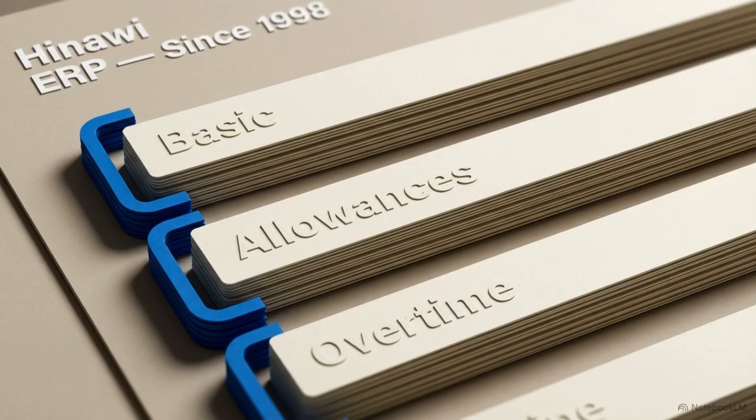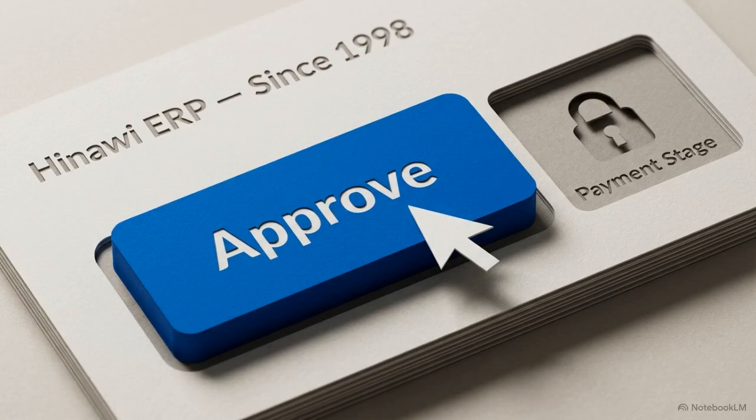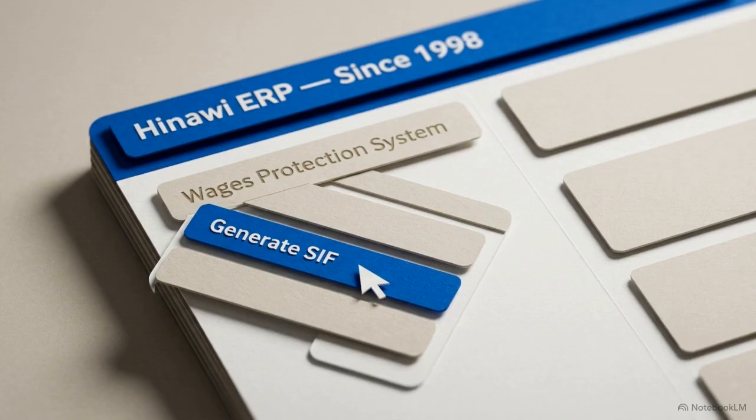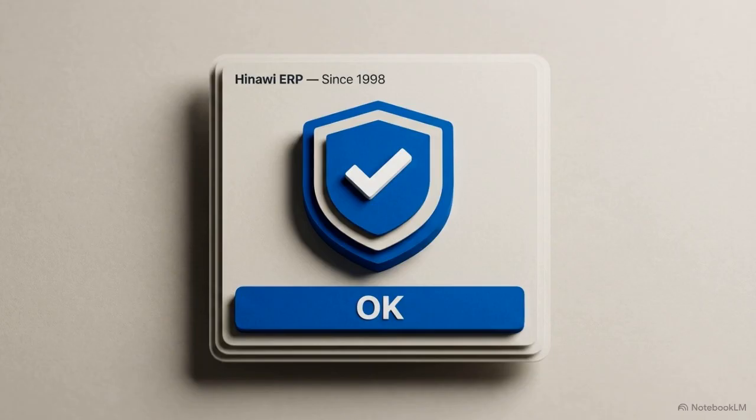Review the generated payslip. The basic salary, allowances, and overtime pay are now displayed as dedicated separate line items. You must click Approve Salary Sheet to finalize the month. Unapproved sheets will not progress to the payment stage. Next, open the Wages Protection System menu to generate the Salary Information File, or SIF. Processing the data inside a single ERP prevents the manual formatting errors that typically lead to bank rejections.